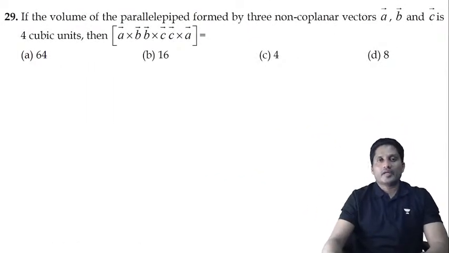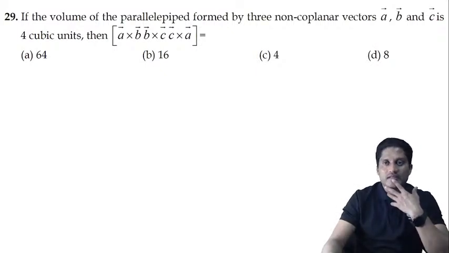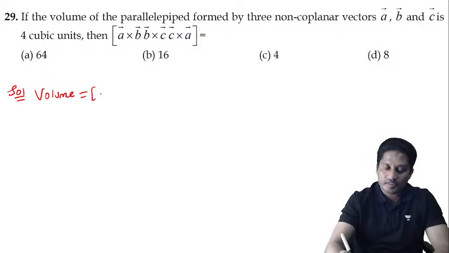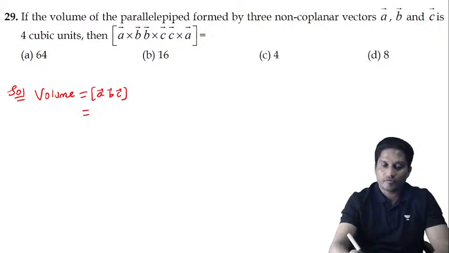If the volume of a parallelepiped formed by the three non-coplanar vectors A, B, C is given, the volume of a parallelepiped is A dot B cross C. So the volume of a parallelepiped is equal to box of ABC. According to the question, the volume is 4 cubic units, so this is 4.